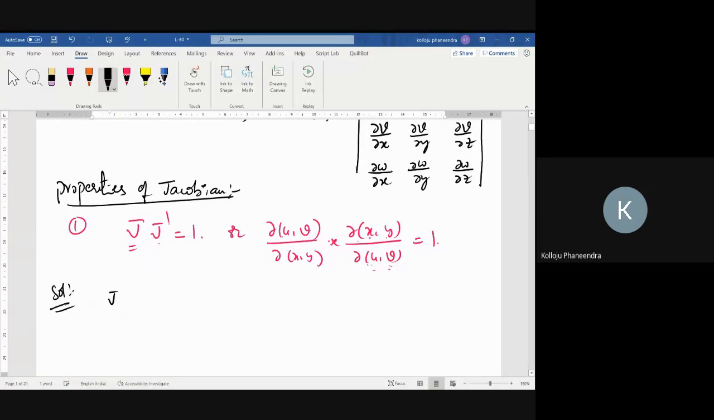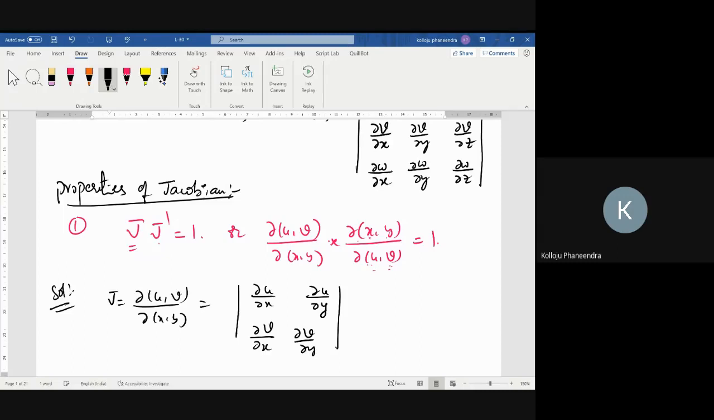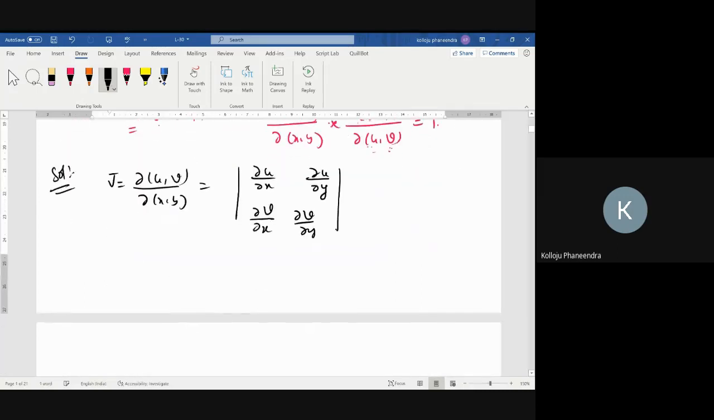If you need the proof, what does J stand for? Dou uv by dou xy. What is this? Dou u by dou x, dou u by dou y, right? Next, dou v by dou x, dou v by dou y. Similarly, here, u and v are functions of x, y, right?